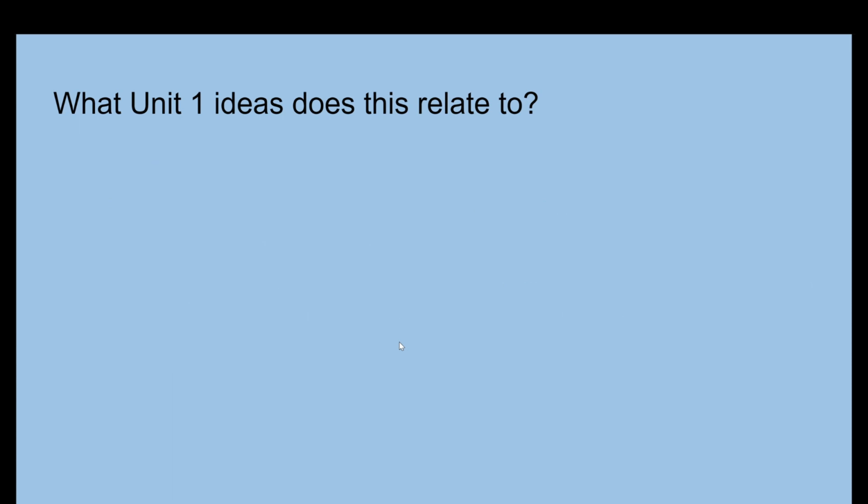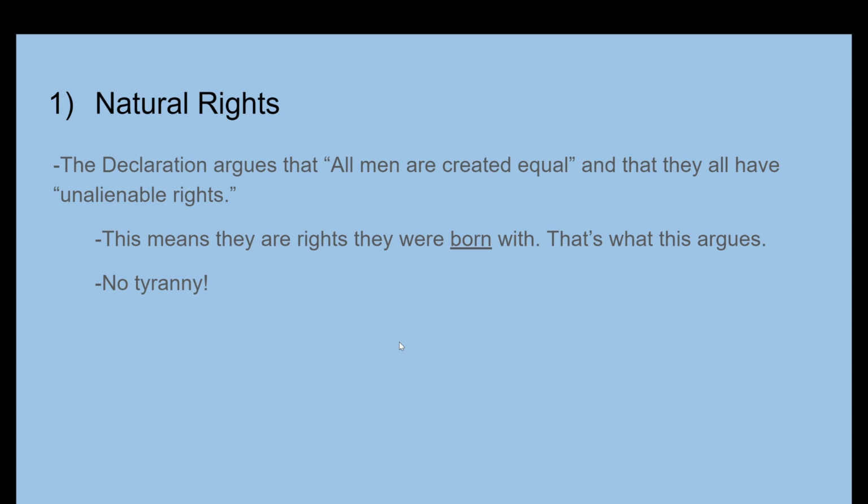Alright, so what Unit 1 ideas does this relate to? This probably correlates with Unit 1.1, video 1.1, that'll be in the Unit 1 playlist. But let's see what ideas this connects to. The first one is natural rights. The Declaration says all men are created equal. So we all naturally, as human beings, have rights that are given to us. We're born with them.